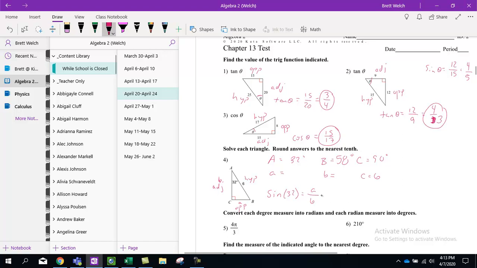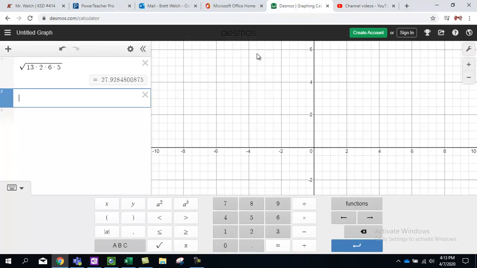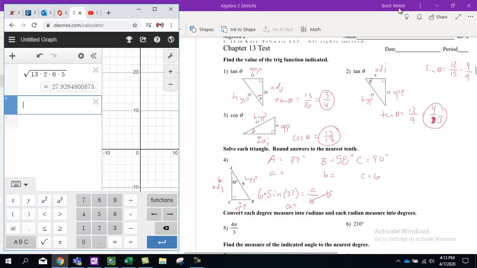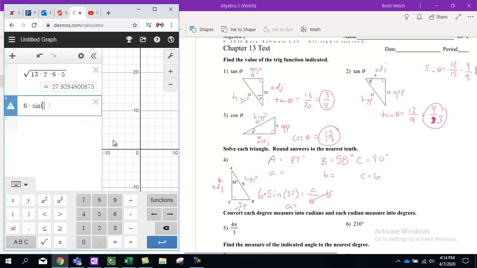To solve this, I multiply by 6 and I get little a equals sine of 32 times 6. Well, I'm going to use my calculator for that. We'll go in and do Desmos. Let's shrink this down just a little bit. Here we go. We'll do this as 6 times, and our function right here, sine of 32.